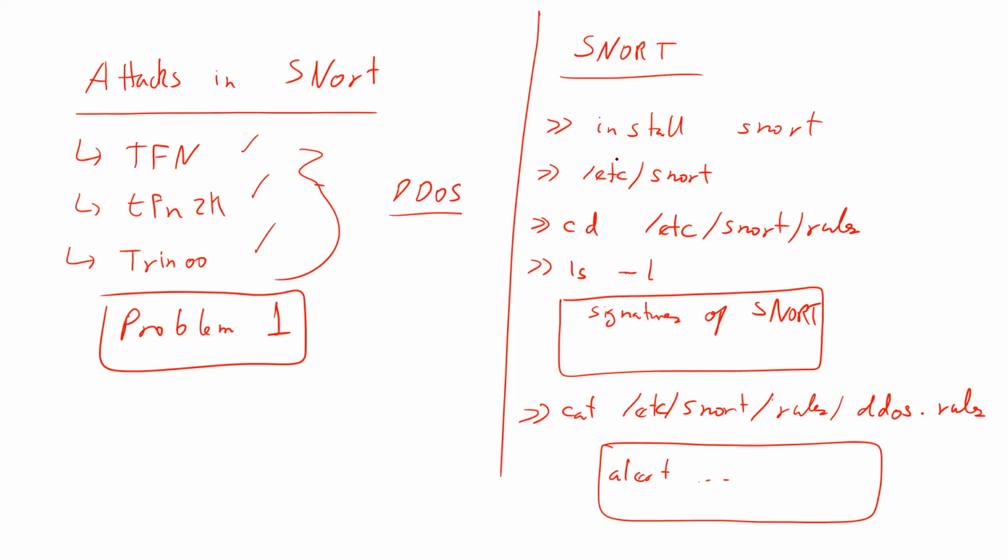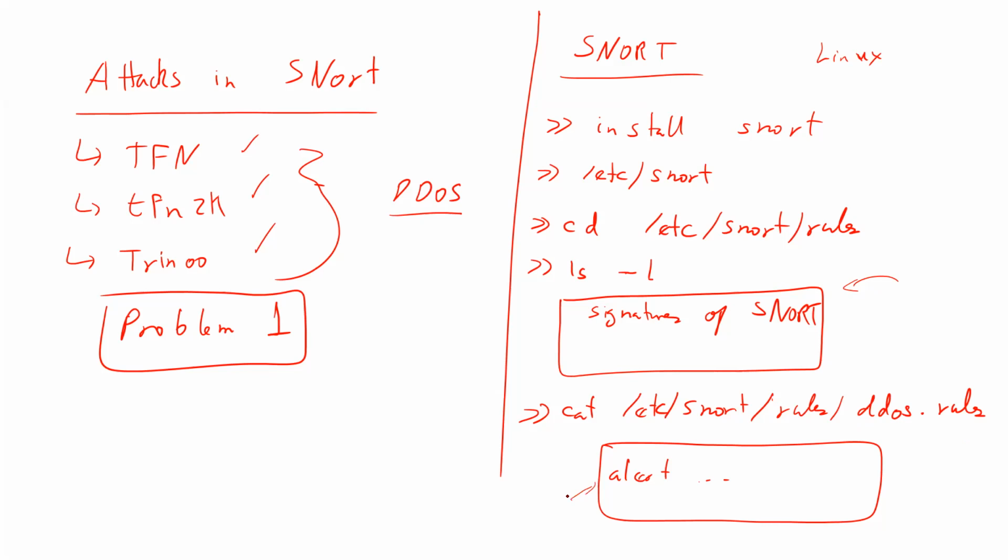So how does that work? On your Linux machine, you install Snort. I gave the information for that last week. You go into /etc/snort. You can look at the rules, and you'll get the information of what they look like.